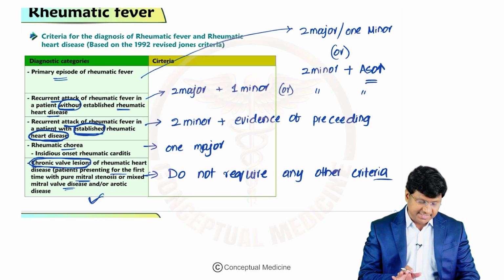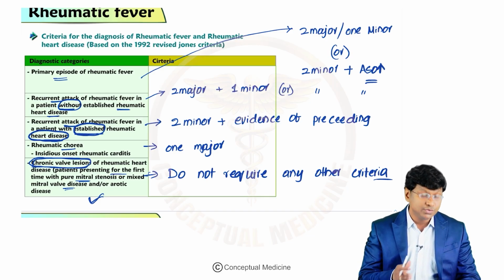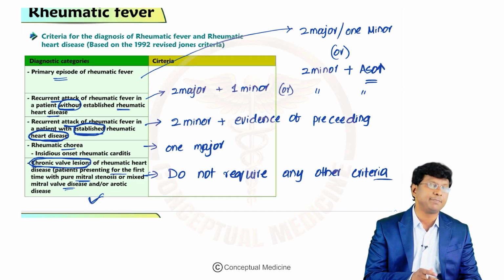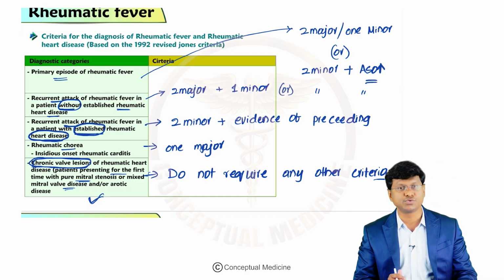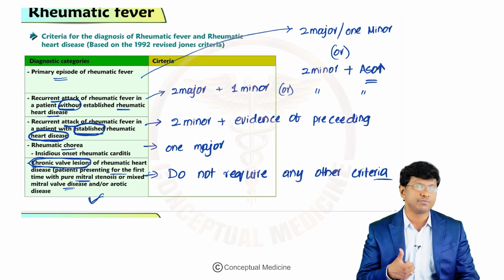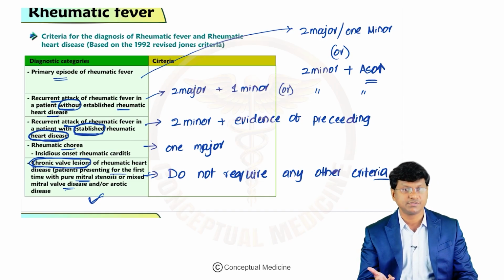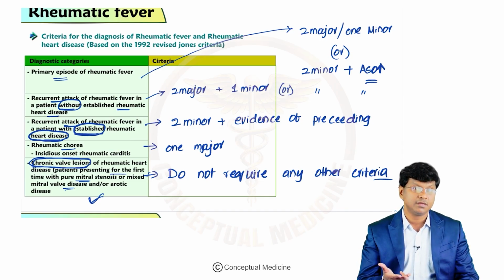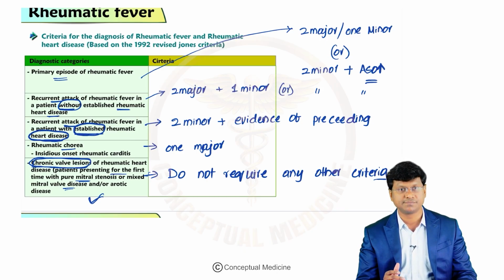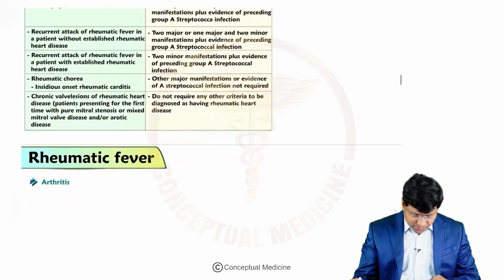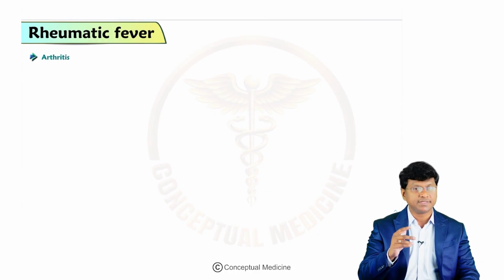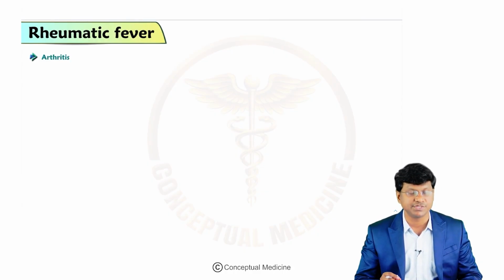So this is about the criteria to diagnose rheumatic fever depending upon the different clinical scenarios: primary episode of rheumatic fever, recurrent attacks without established rheumatic heart disease, recurrent attack in patients with established rheumatic heart disease, rheumatic chorea, and chronic valve lesions of the rheumatic heart disease. Now, followed by that, let me take up the discussion of the individual manifestations.